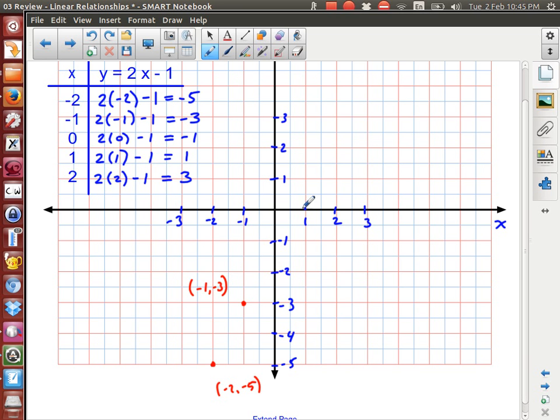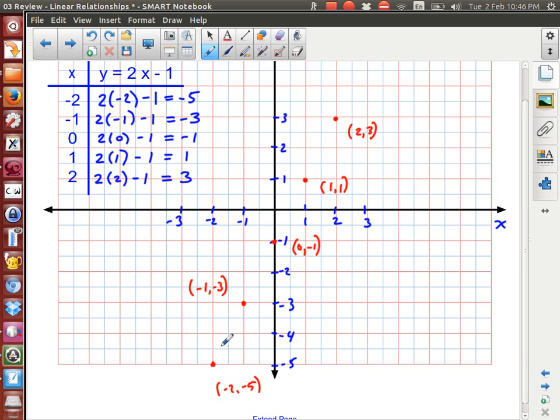0, -1. X equals 0, y equals -1. X equals 1, y equals 1. So that's simply the point 1, 1. And finally, x equals 2, y equals 3. X equals 2, and then I go up to y equals 3.